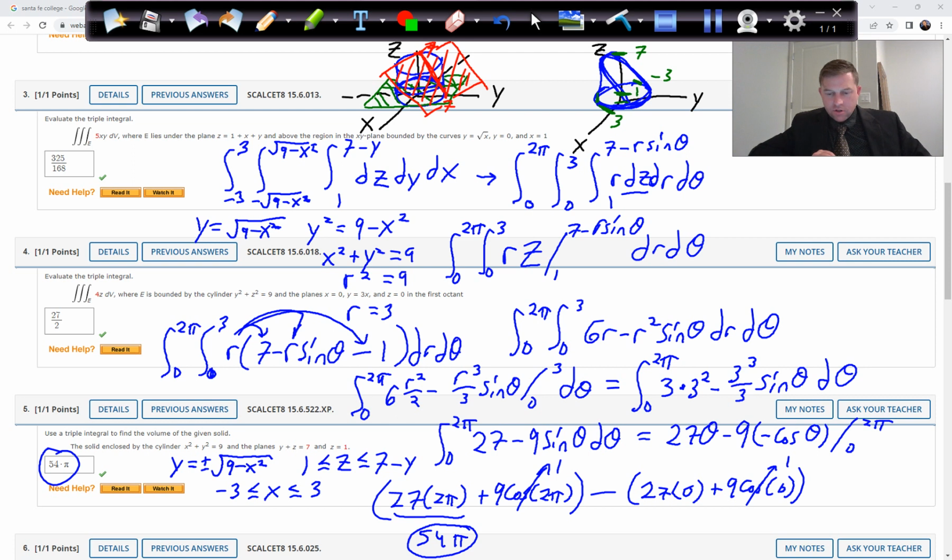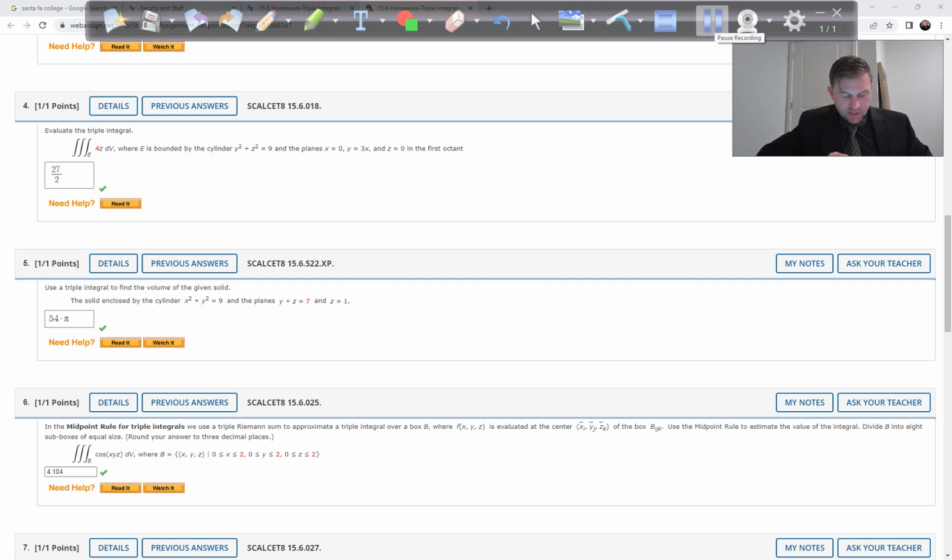Okay, so the trick to that one was getting the limits correct, but then switching to polar coordinates, which should save you a lot of energy and effort. Round 5. Okay, for 6, we're going to use the midpoint rule for triple integrals.